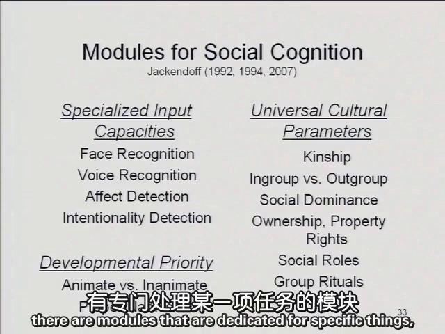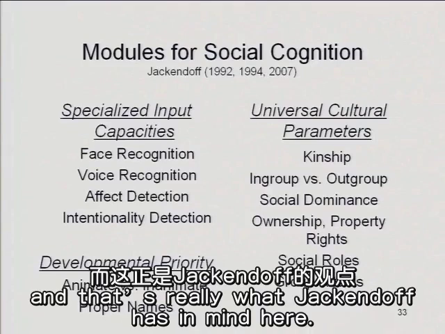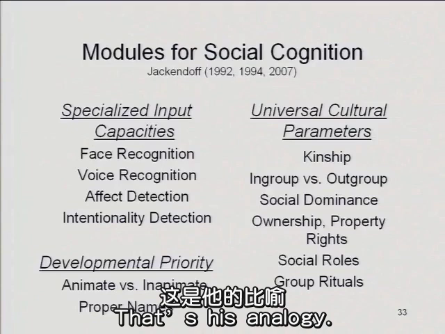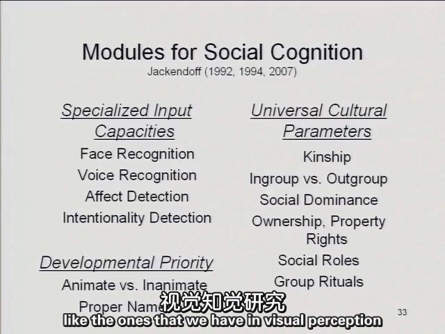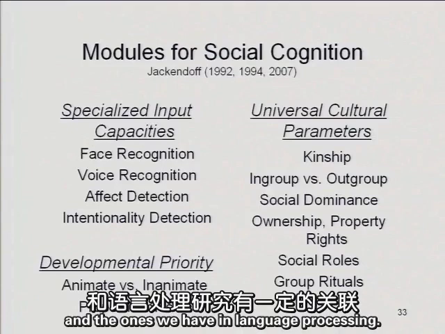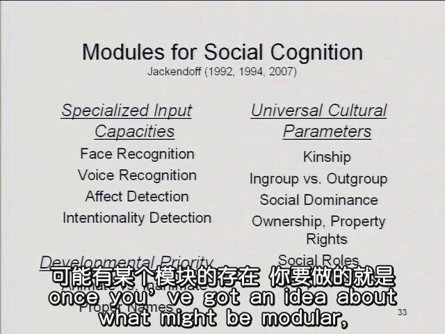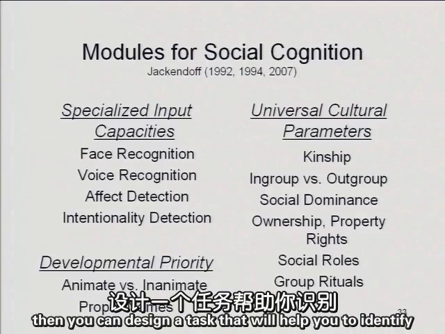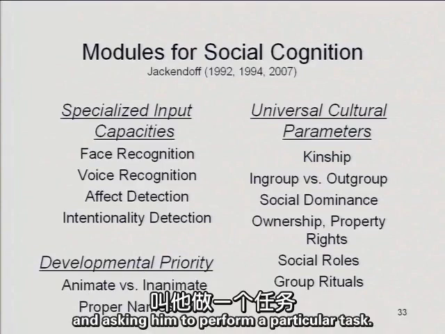There are modules that are dedicated for specific things, but they work together as a system, and that's really what Jackendoff has in mind here. That's his analogy. Okay, he says if we're going to have these things, they're going to work like the ones that we have in visual perception and in language processing. And so what you have to do, as you'll see in a second, is once you've got an idea about what might be modular, then you can design a task that will help you to identify that module in the brain by sticking somebody in a magnet and asking them to perform a particular task.